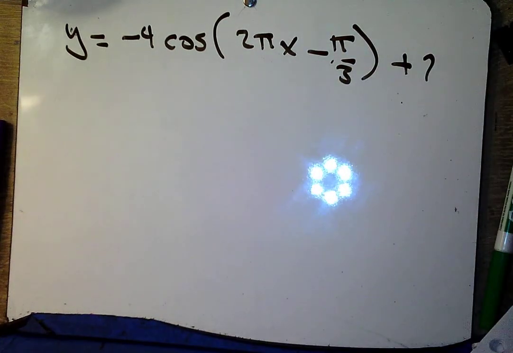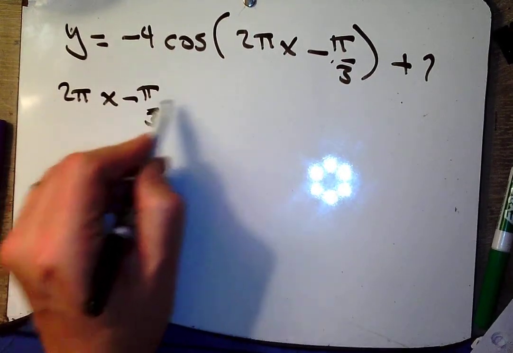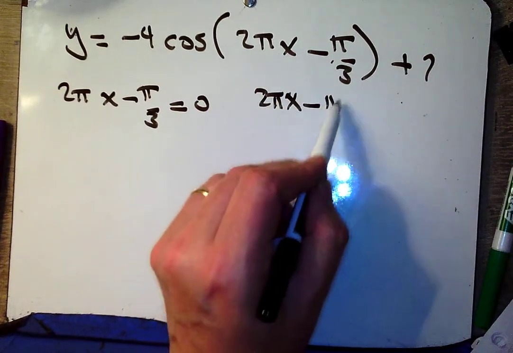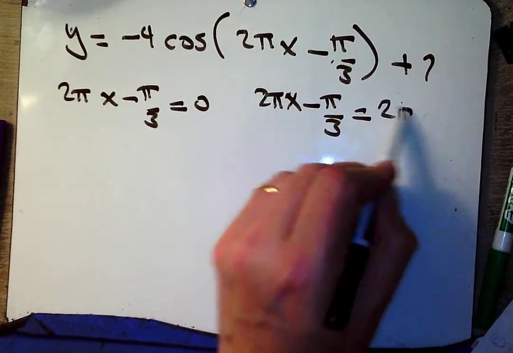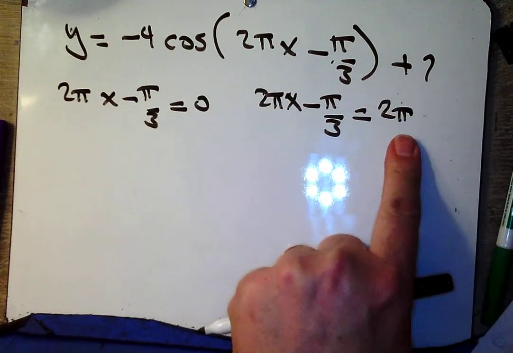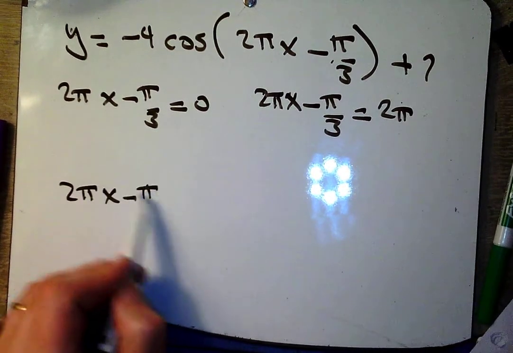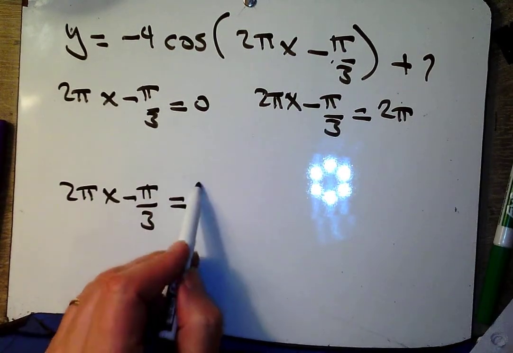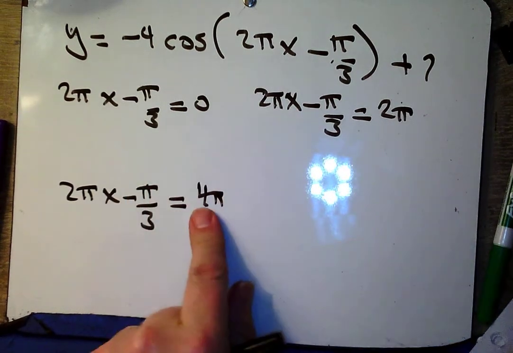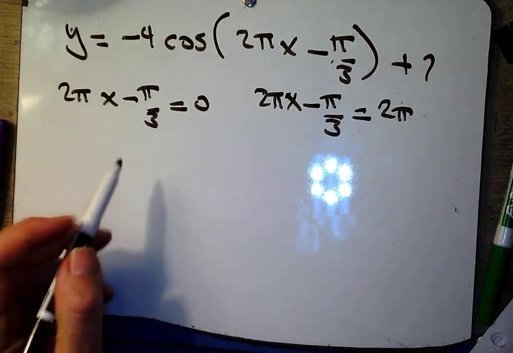Okay, so we start off with 2 pi x minus pi over 3 equals 0, and 2 pi x minus pi over 3 equals 2 pi. This is for one period. One period starts here and ends here. If I needed a second period, 2 pi x minus pi over 3 equals, that's right, 4 pi. This is where the second period would start. This is where the second period would end. But I'm only asking for one period today.